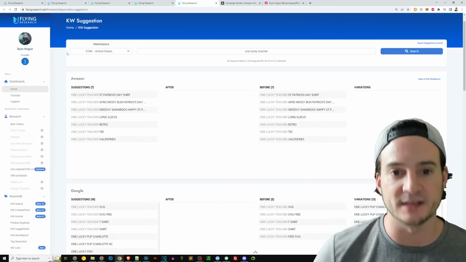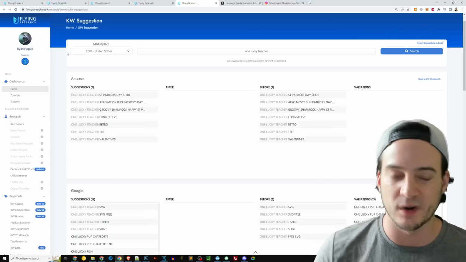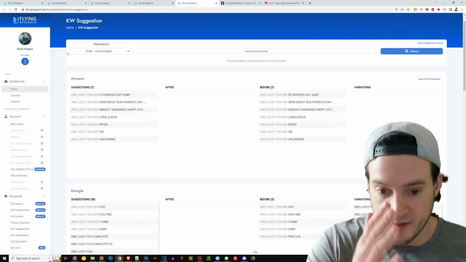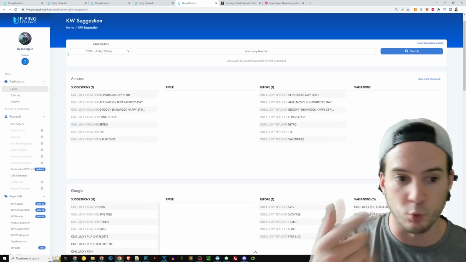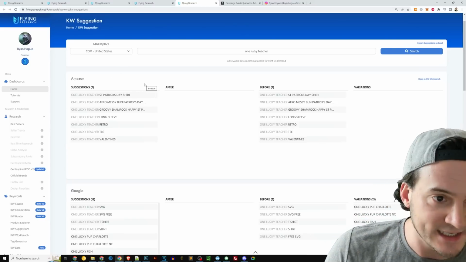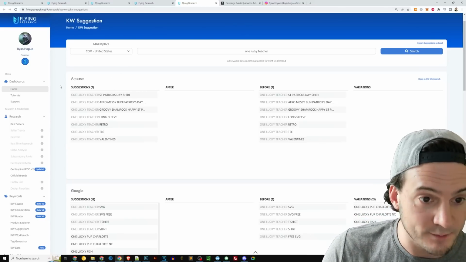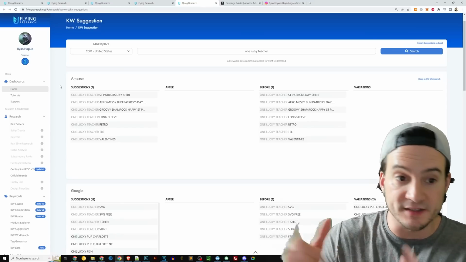Description, and it depends, right? Contextually, maybe on Etsy, description matters more. On Amazon, it really doesn't. The bullet points, though, they matter, right? So if you just focus on title and bullets, work these in. You see one lucky teacher St. Patrick's Day shirt, one lucky teacher Afro messy bun Patrick's Day. Okay, so there you go, cross niching.